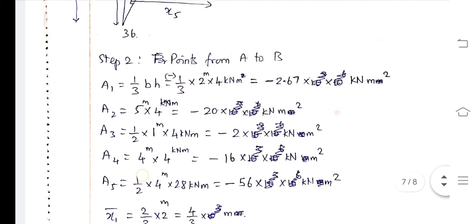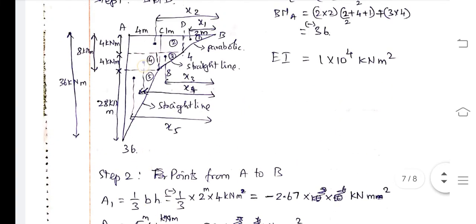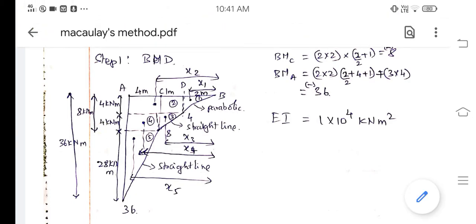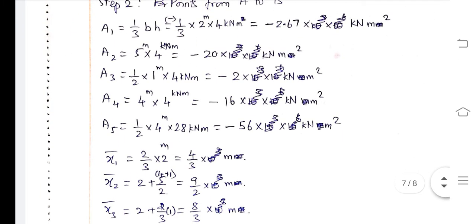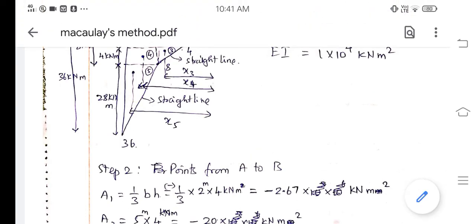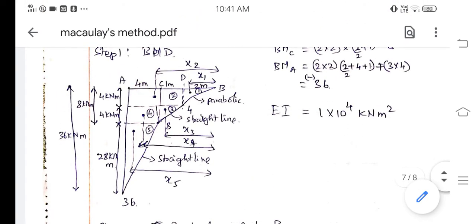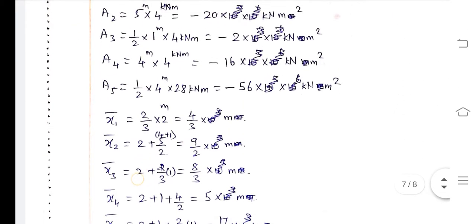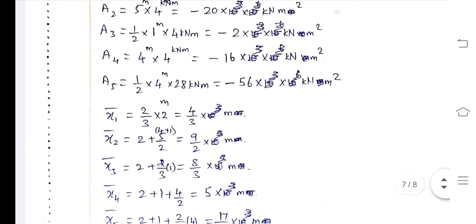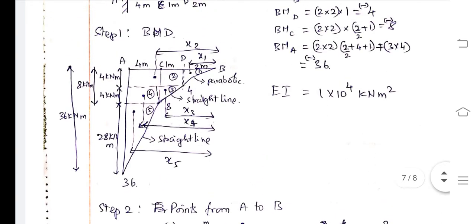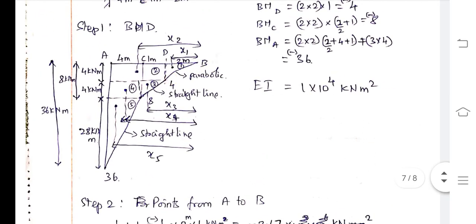And then area 4 is a rectangle, where the base is 4 meters and the height is 4 meters, so it will be 4 into 4, 16. And the final area 5 has a base of 4 meters and a height of 28 kilonewton meter, so it is half into 4 into 28, so -56. And the corresponding x bars are measured from the B point to the corresponding CG points.